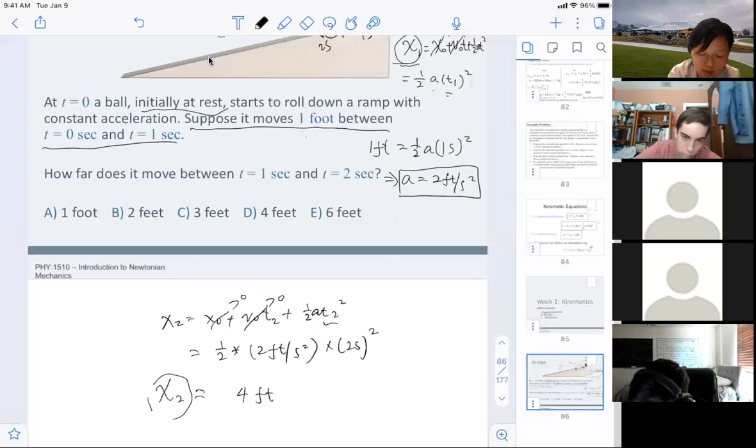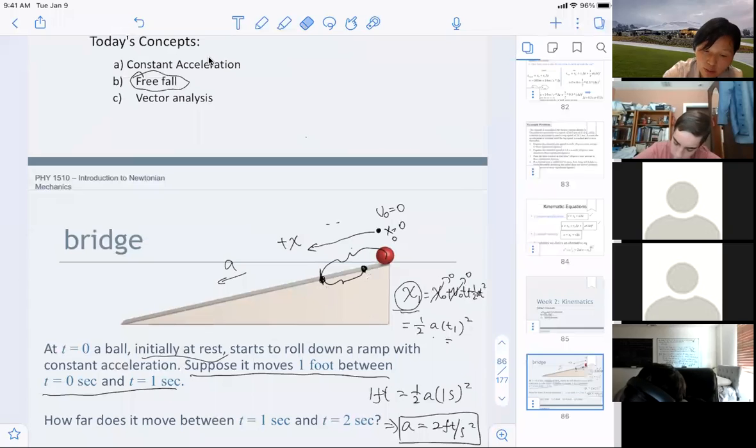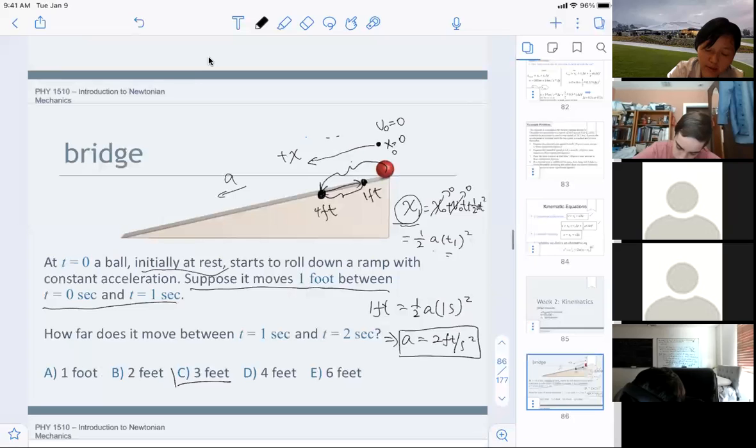Right? So this is the position, which means if I were to look at the position, I will have 1 foot at 1 second, 4 feet at 2 seconds, right? That's the position. And the distance between the first second and the second second will be 3 feet right here, right? So C would be the correct answer.